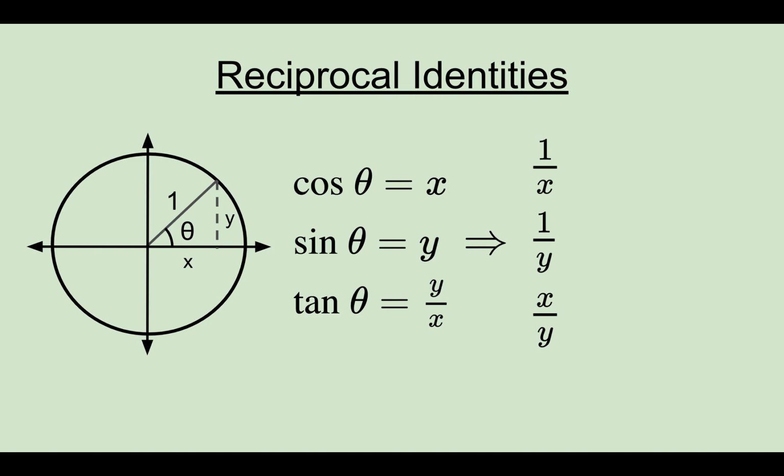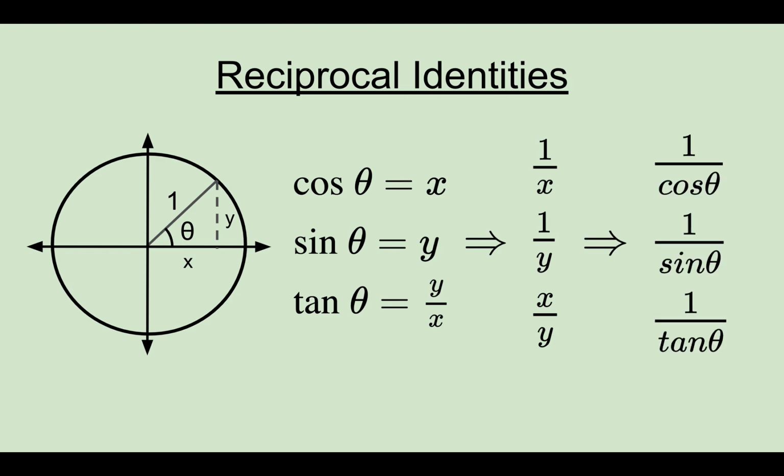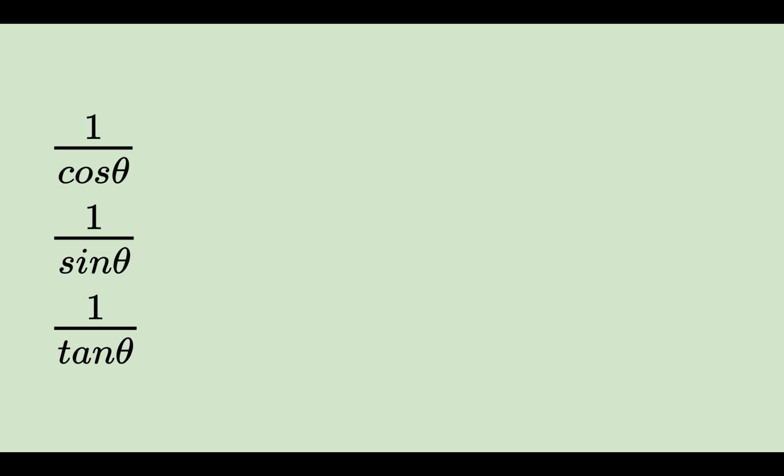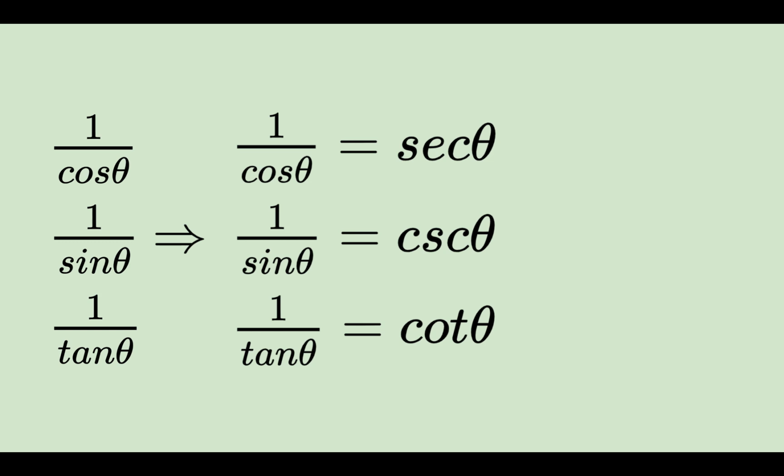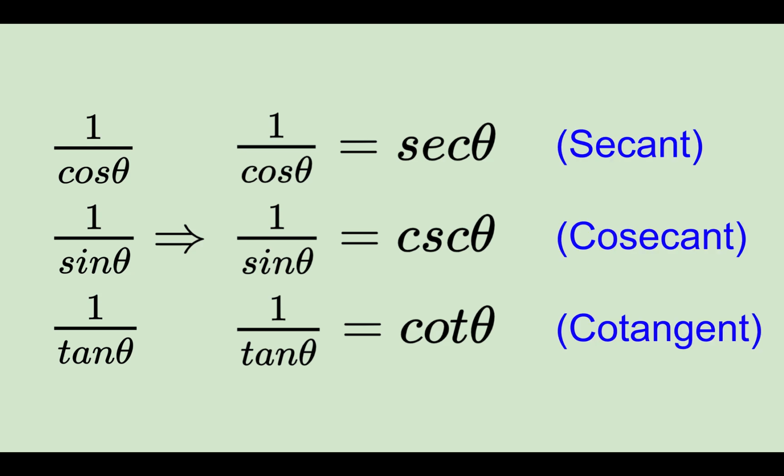So these are simply just reciprocals. In fact, if we wanted to find any one of those three, it's just finding the reciprocal of the trig. So 1 over x would be 1 over cosine, 1 over y would be 1 over sine, and x over y would be 1 over tan. Well, we don't want to keep writing 1 over cosine, 1 over sine, 1 over tan, so we're going to give them their own expressions. We're going to do SEC for 1 over cosine, CSC for 1 over sine, and COT for 1 over tan. We pronounce these as secant, cosecant, and cotangent.